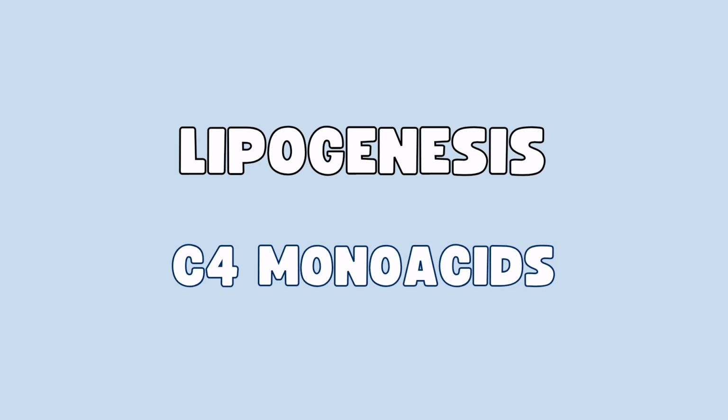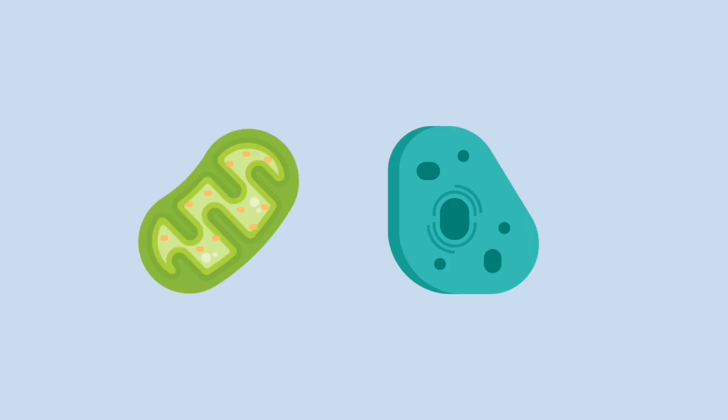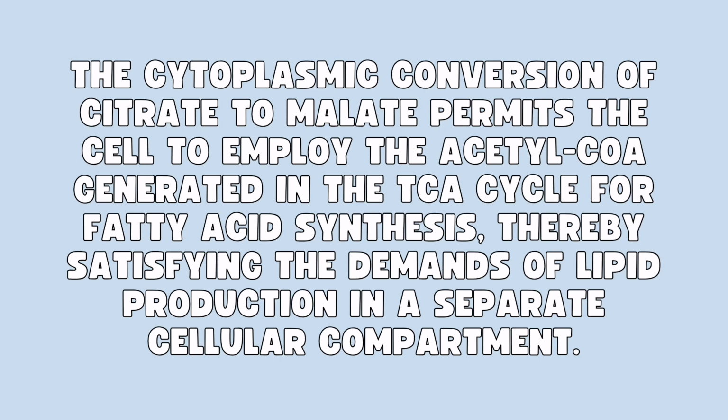as well as the necessity to move intermediates, or citrate, from mitochondria to cytoplasm. The cytoplasmic conversion of citrate to malate permits the cell to employ the acetyl-CoA generated in the TCA cycle for fatty acid synthesis, thereby satisfying the demands of lipid production in a separate cellular compartment.